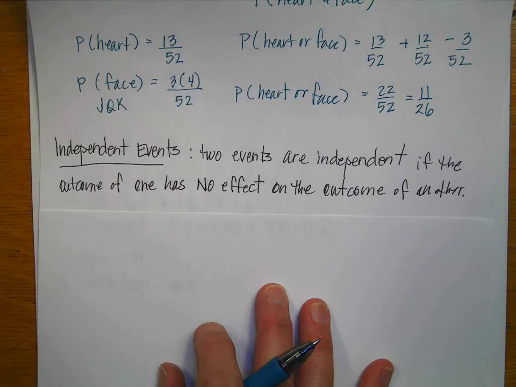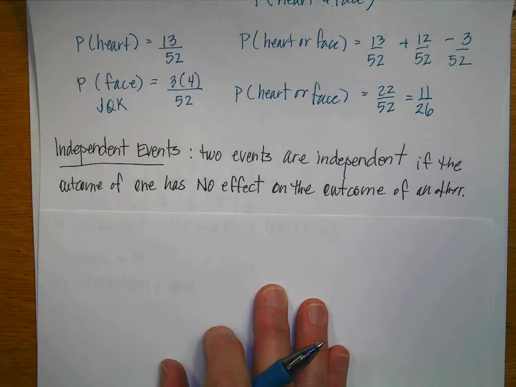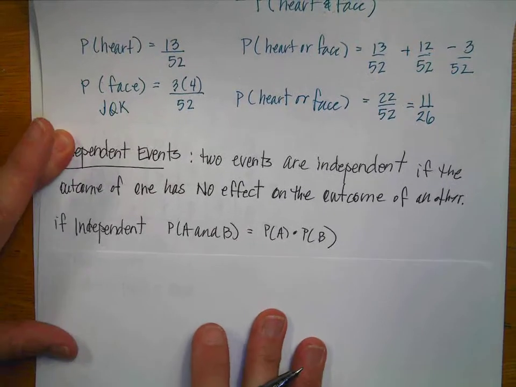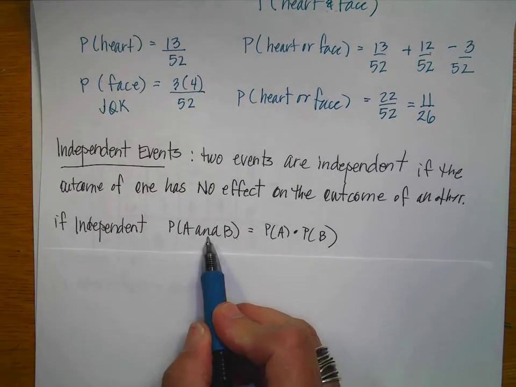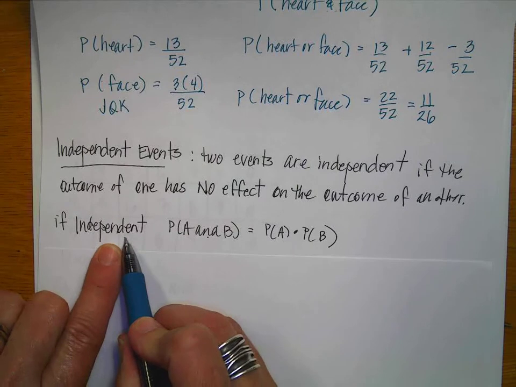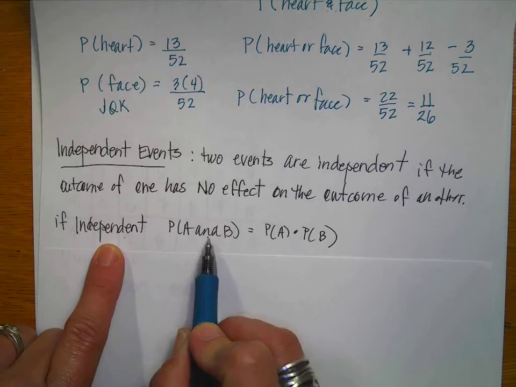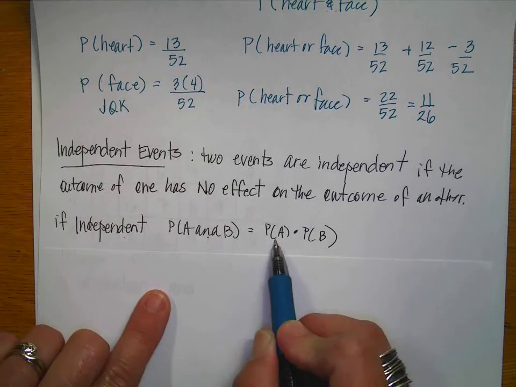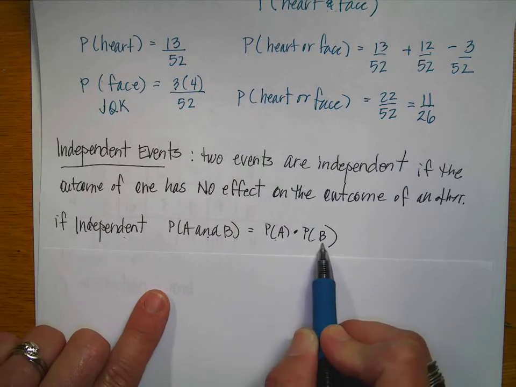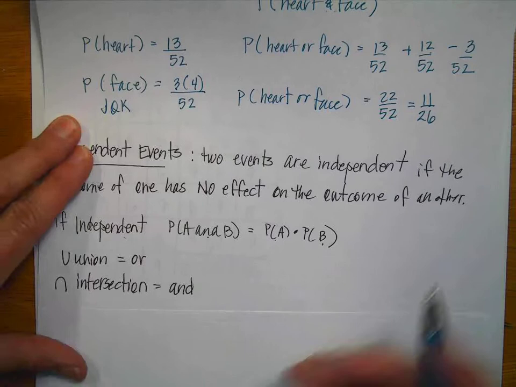The next definition that we want to talk about are independent events. Okay, and statistics has lots of vocabulary, which is one of the things that makes it a little bit different than a standard math course. Independent events are independent if the outcome of one has no effect on the outcome of another. So I don't know that I can think of an example, but let's talk about what that means for the probability of and. If the events are independent, meaning that they have no effect on the outcome of another, then the probability of A and B is equal to the probability of A times the probability of B.